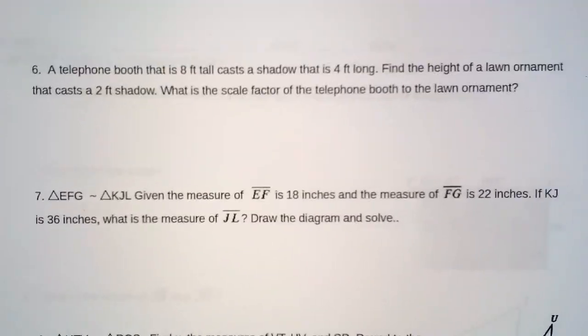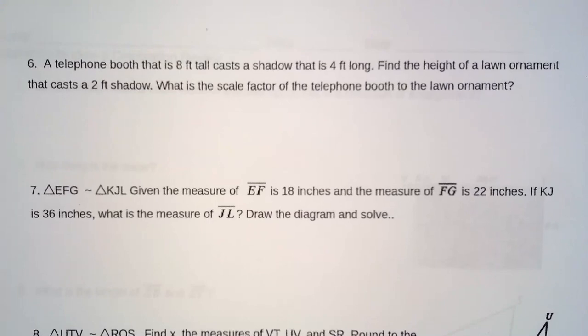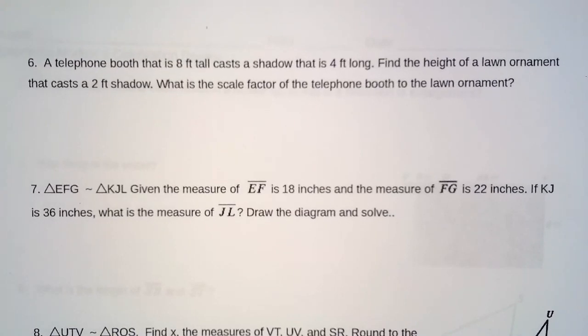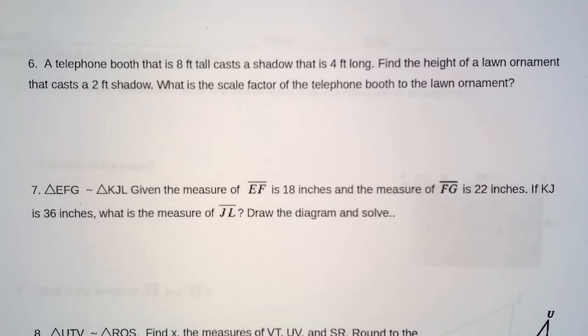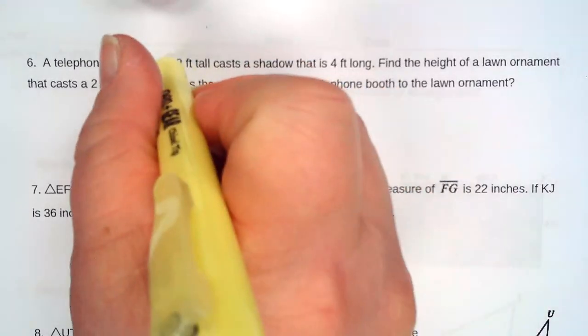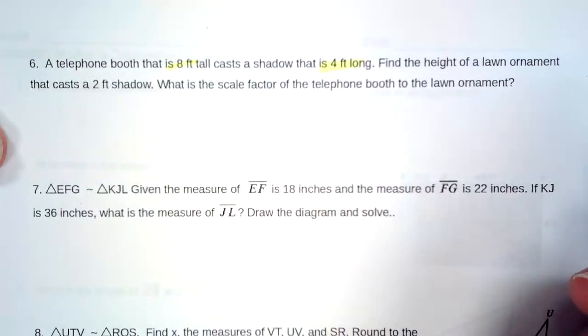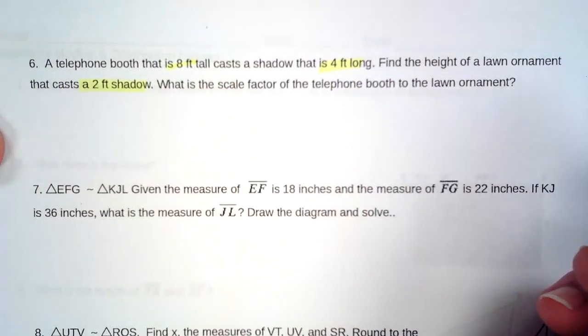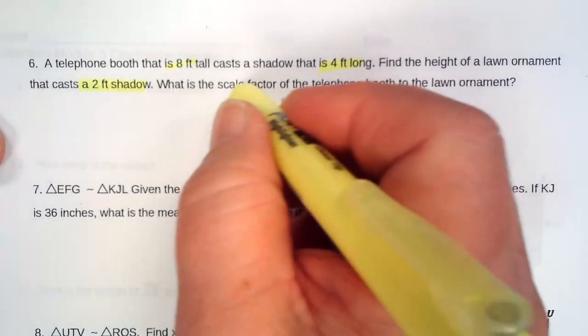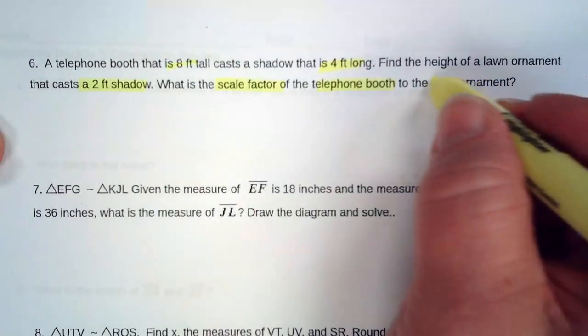Okay, a telephone booth that is 8 foot tall casts a shadow that's 4 foot long. Find the height of a lawn ornament that casts a 2 foot shadow. What is the scale factor of the telephone booth to the lawn ornament? Okay, so as we're looking at this, we're given several things. The booth is 8 foot and it has a shadow that's 4 foot. The shadow of the lawn ornament is 2 foot. And we want the scale factor from the telephone booth to the lawn ornament.